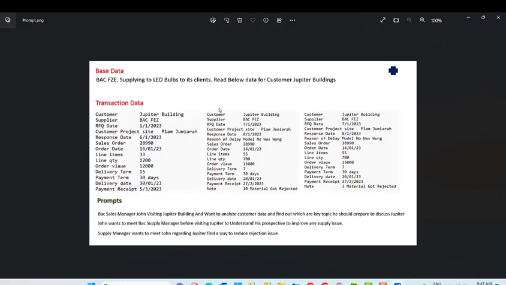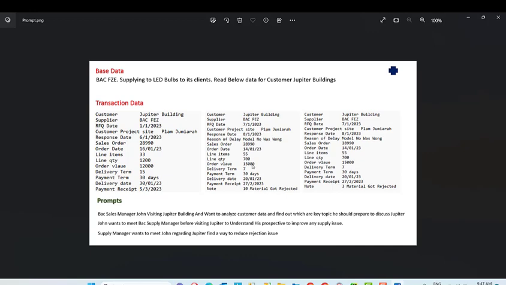If I open here, I created a base data. There is a company which works in the LED business, and the company has sales data. This is where I mentioned transaction data. So what I'm going to do, I'm going to paste in the prompt. Basically, I'm going to provide these two pieces of information to ChatGPT, and then I will create a prompt to understand, knowing this data, what you can suggest. And what is the whole scenario?